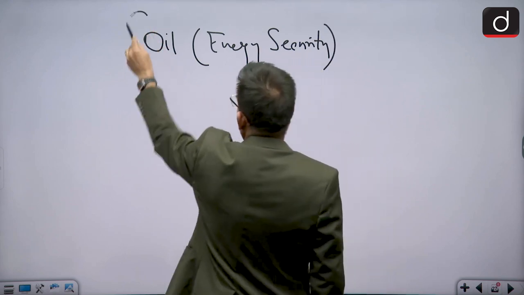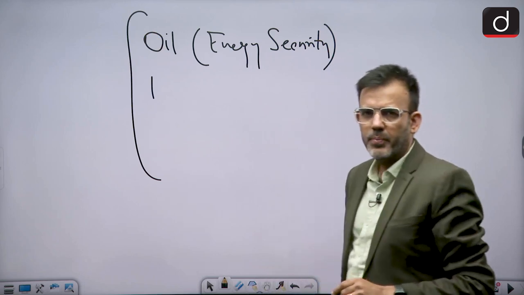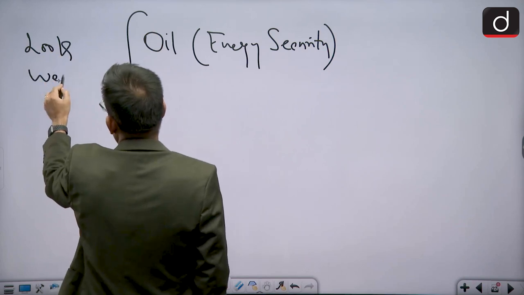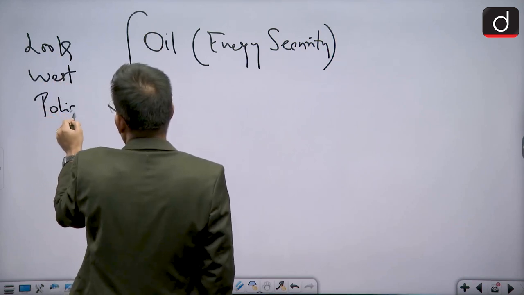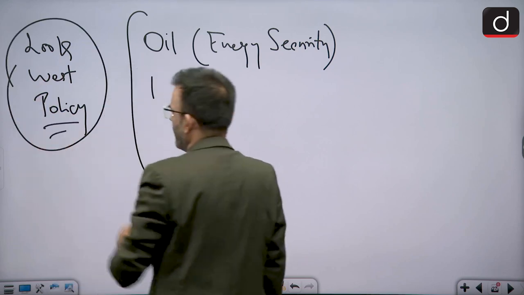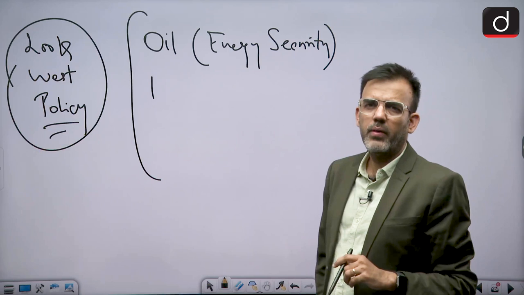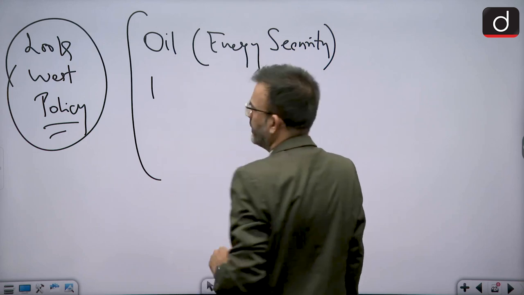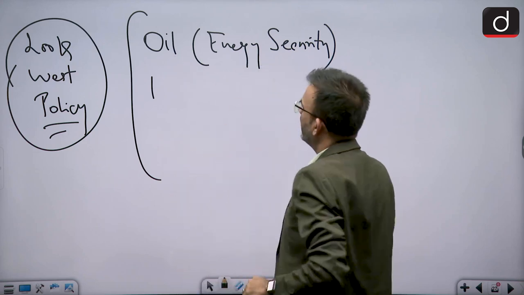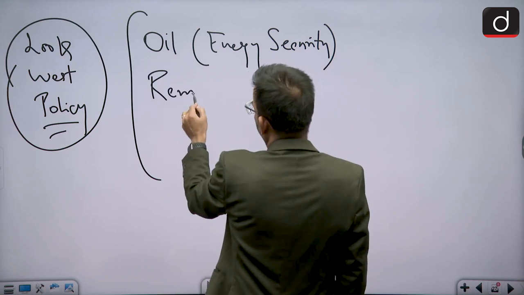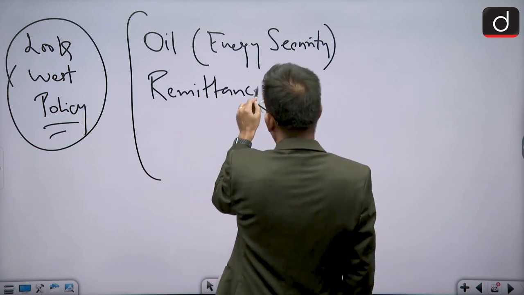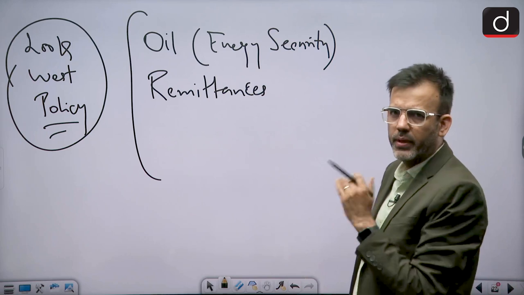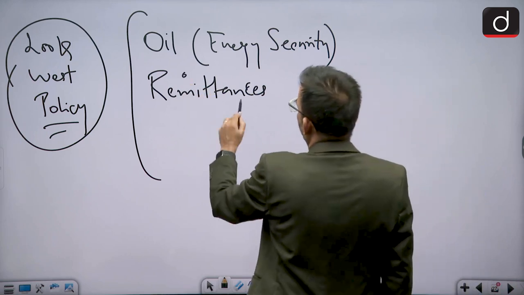Oil, energy security. The second dimension of our Middle East policy, or this Look West policy, which conventionally reflected our Middle East policy, was later converted into the Link West policy by including Central Asia also. So, oil is one sector that caters to energy security. The second one is the remittances part. The huge remittances which we get from this region because of millions of Indians working in Middle East countries.